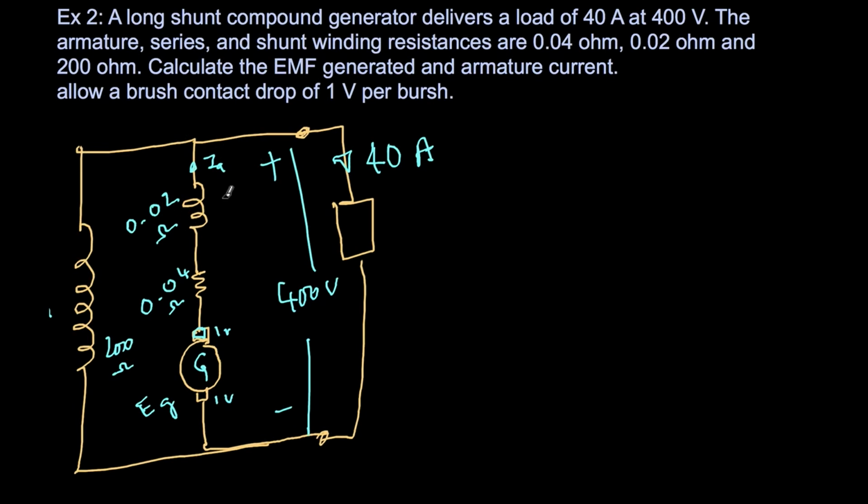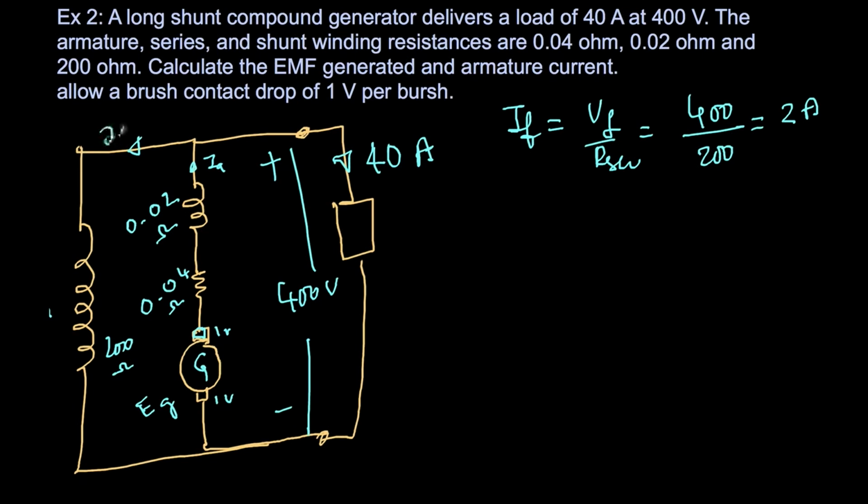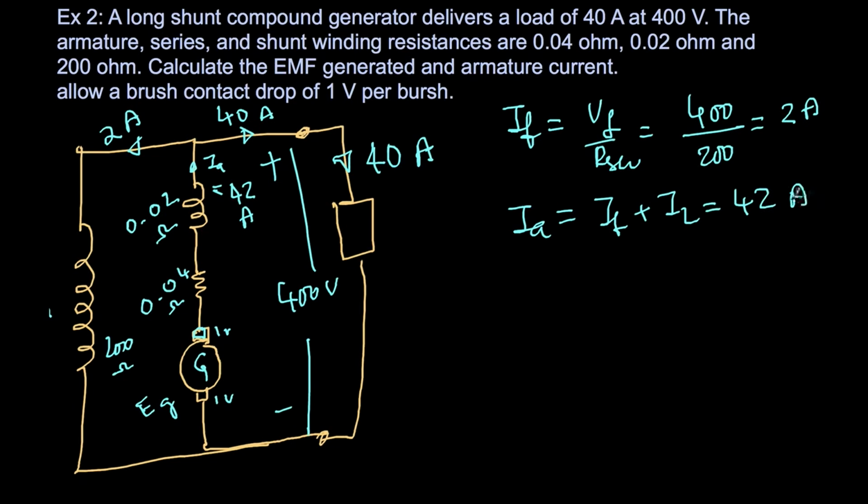So again, to find armature current, first I find the field current. Field current will be field voltage divided by field resistance. So what is the field voltage? 400 volts divided by field resistance 200. So we get simply 2 amperes. This current going this way is 2 amperes. So 40 amperes is going on the right, 2 is going on the left. That simply gives IA to be 42 amperes. So IA is nothing but IF plus IL. This is 42 amperes.